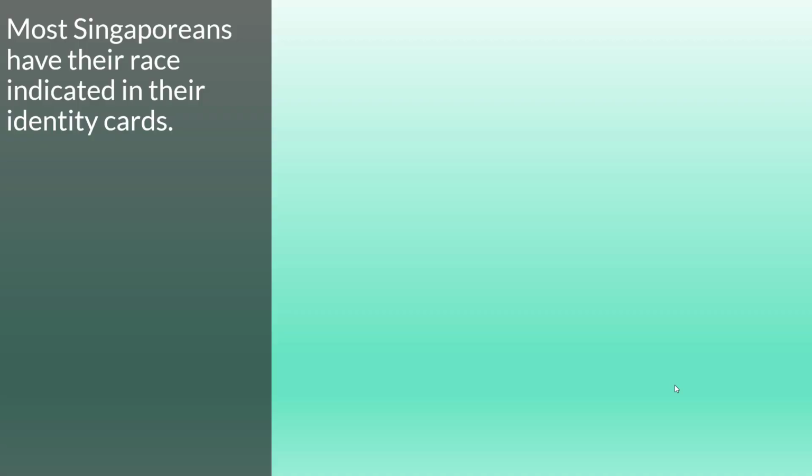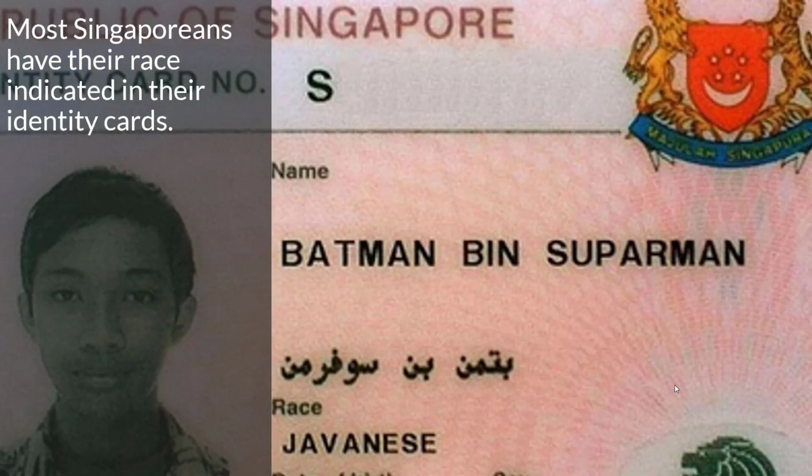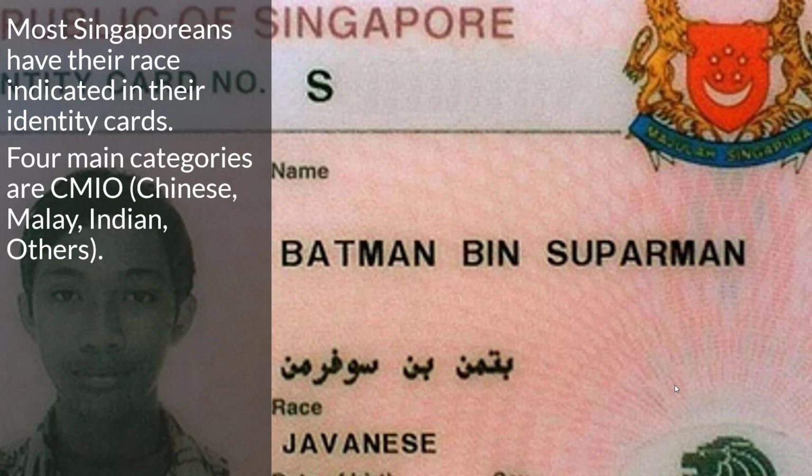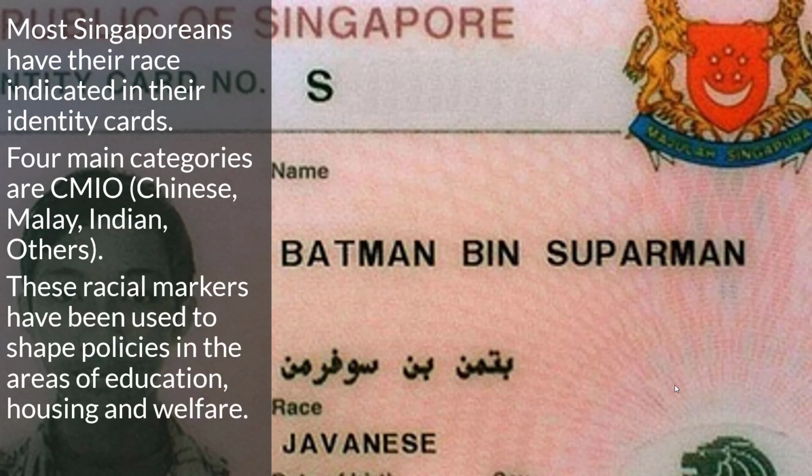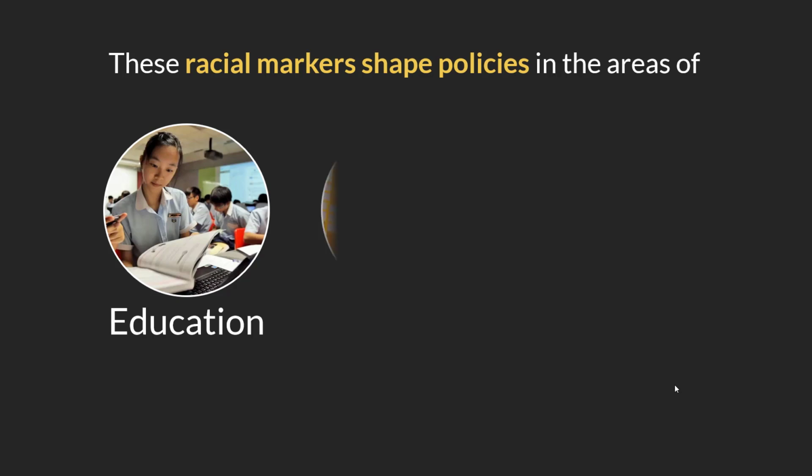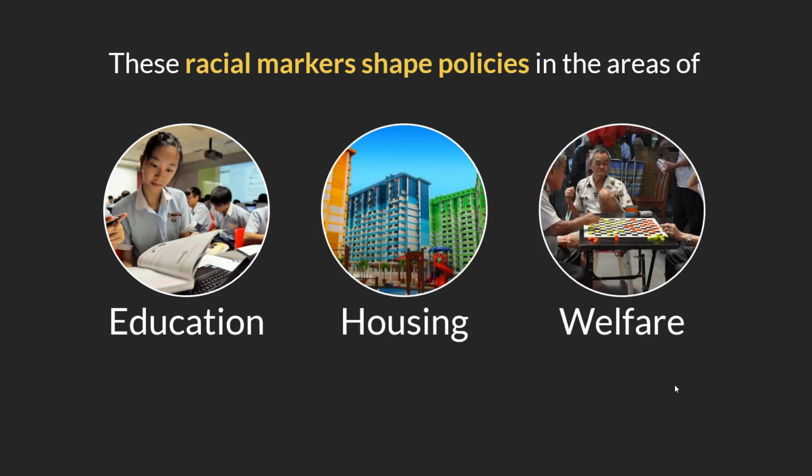Most Singaporeans have their race indicated in their identity cards, such as this person, whose race is Javanese. There are 4 main categories called CMIO, which is Chinese, Malay, Indian, and Others. And it's important that Singapore uses this because Singapore policies are based on that, such as housing. These racial markers have been used to shape policies in the areas of education, housing, and welfare. And this is quite important because they have major influence over the lives of different races.